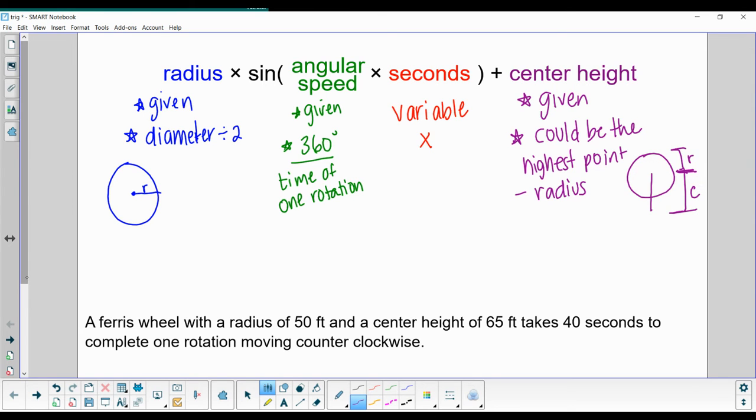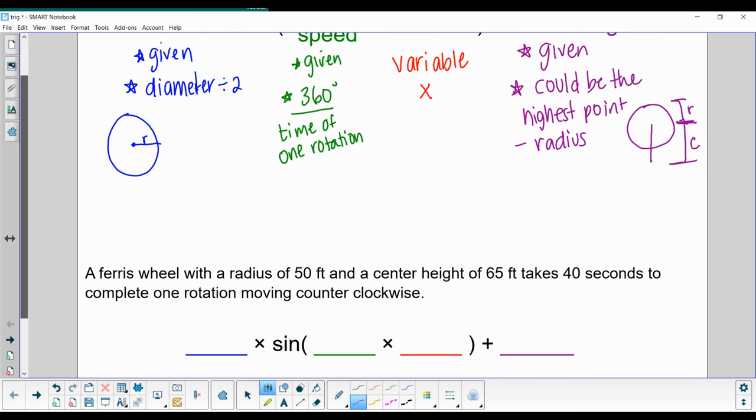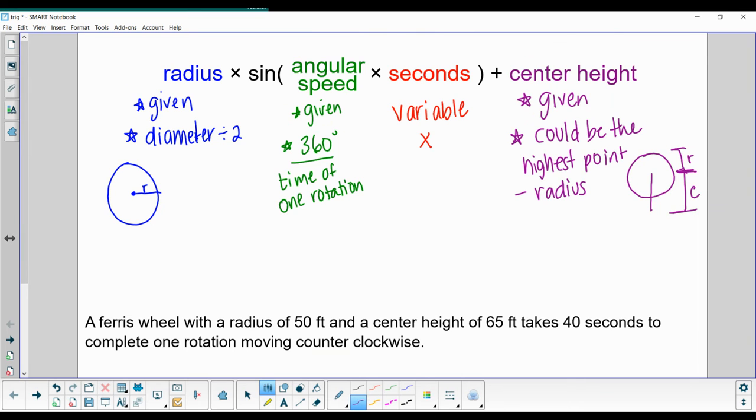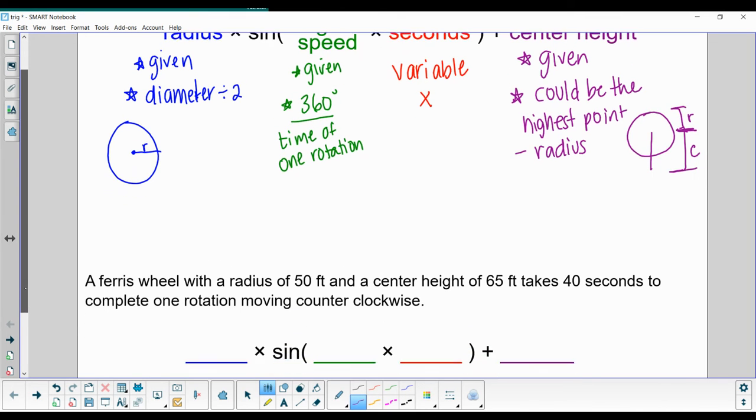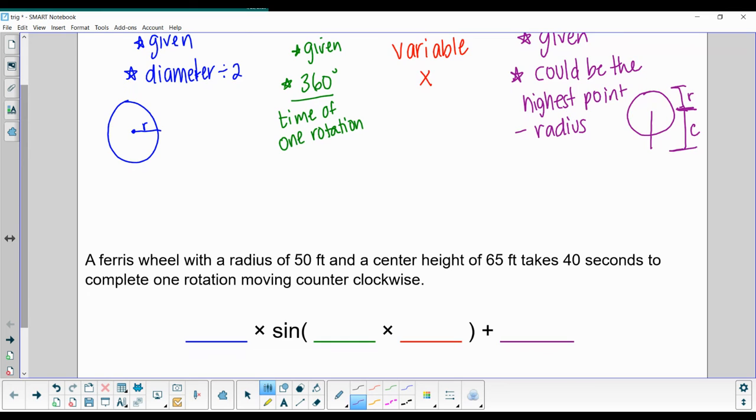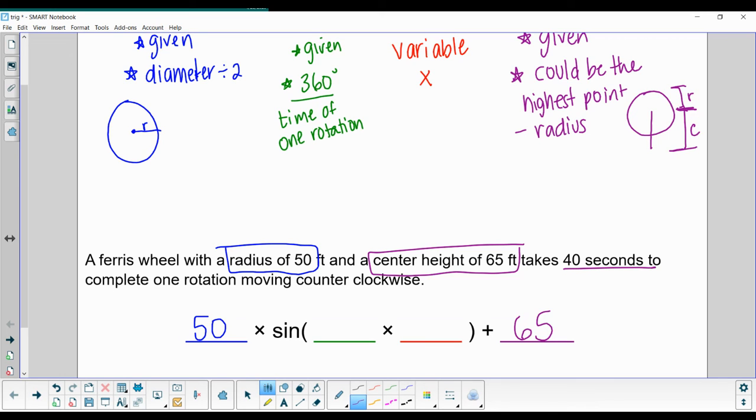So if we have a scenario here, and it gives us all of this information: a Ferris wheel with a radius of 50 and a center height of 65 feet takes 40 seconds to complete one rotation around, moving counterclockwise. I can go ahead and fill in the things that I know. So I have a radius of 50 feet. I have a center height of 65 feet. And it takes 40 seconds to complete one rotation.